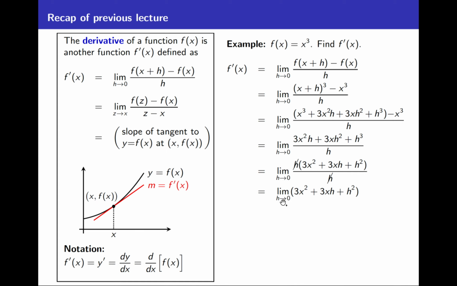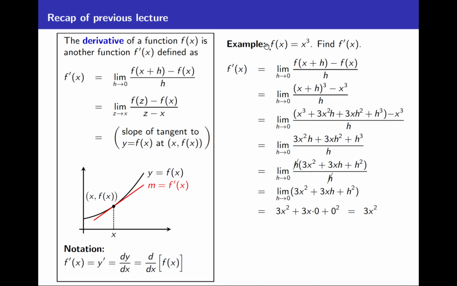Now in this limit, x just represents a number. It's h that's going to 0. We have two terms here, the 3xh and the h squared, that have an h in them, but this one has no h. So as h approaches 0, the 3x times h gets closer and closer to 0. The h squared turns to 0. So what we get is 3 times x squared plus 3x times 0 plus 0 squared. And that's 3x squared.